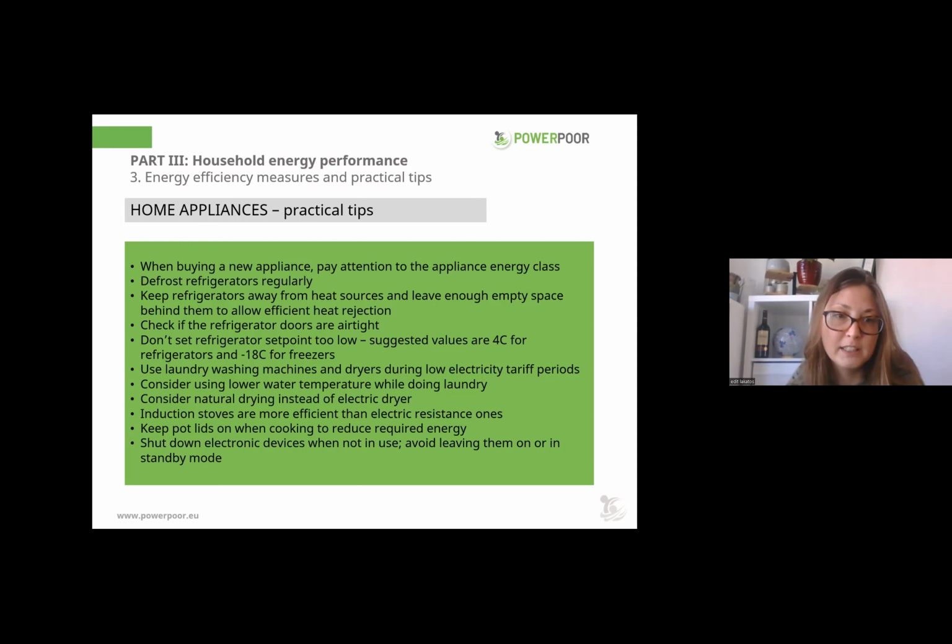So other tips include using laundry washing machines and dryers during low electricity tariff periods, or you can actually just use your outside space for natural drying instead of using machines, if it's possible. And when you wash your clothes, you can also use a lower temperature. 30 degrees or 40 degrees is very possible.